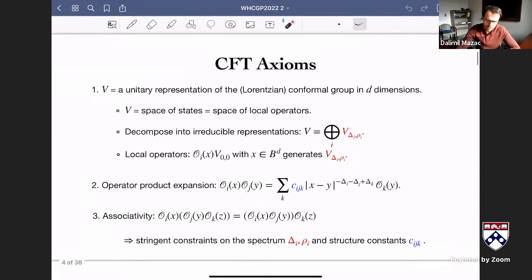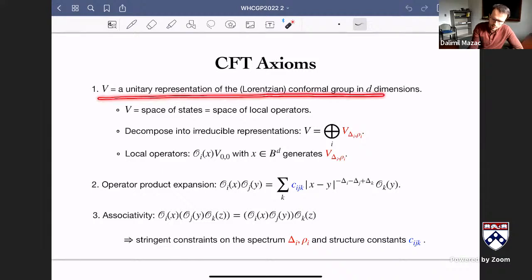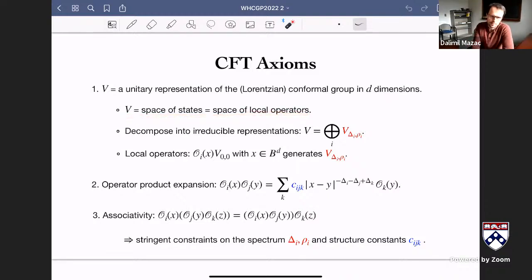And what are these axioms? What is this sort of rigorous formulation of CFTs? Well, it essentially comes in three parts. The basic player in the game is some vector space V. So Hilbert Space, a unitary representation of the Lorentzian conformal group in d dimensions. The interpretation of it is this is the space of states, or equivalently space of local operators. And since it's a representation of the conformal group, it's natural to decompose it into irreducible representations of this group.